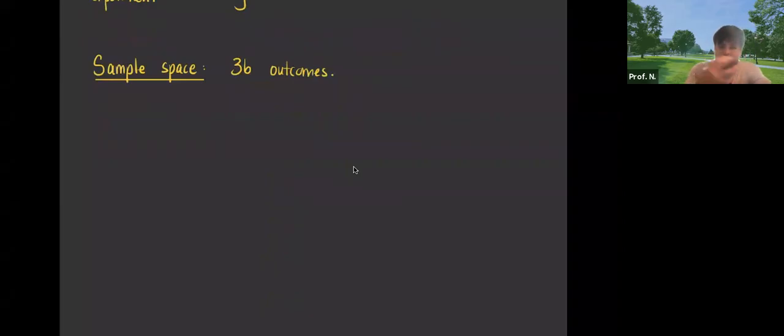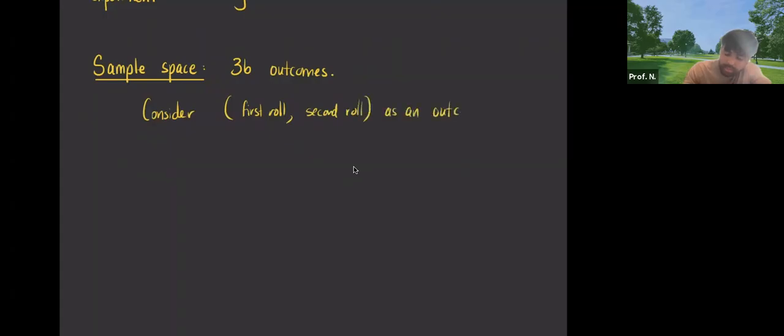But I just want to make sure we do something like this. We can see it as a grid of pairs of numbers. So we can consider this the first row and the second row as an outcome. So we can roll a one and then roll another one. That's the first event, right? Then we roll a one the first time and a two the second time, and so on and so forth, right?